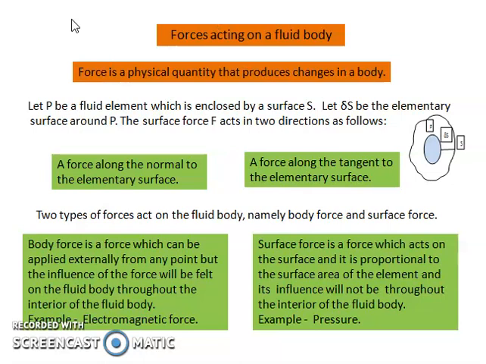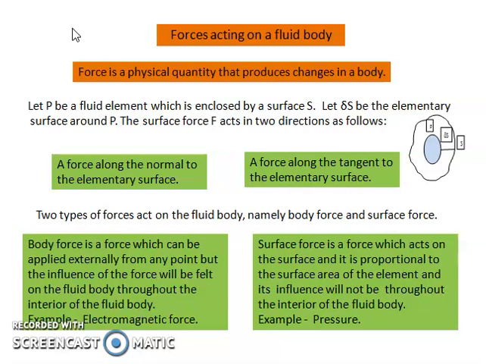Next, we'll see what we mean by forces acting on a fluid body. Force is something which produces a change in a body. For example, pushing an object or pulling something is also called a force when we are applying an external effect on any object. We consider a small portion of the fluid P surrounded by a surface. I take a very small elementary area of the surface, given by delta S. Then the surface force acts in two directions: one along the normal to the surface and the other along the tangential direction.